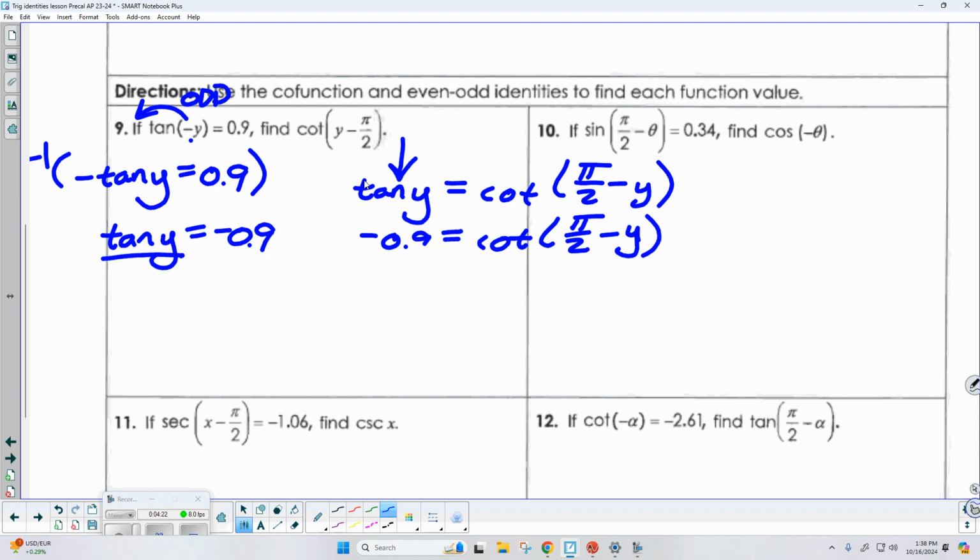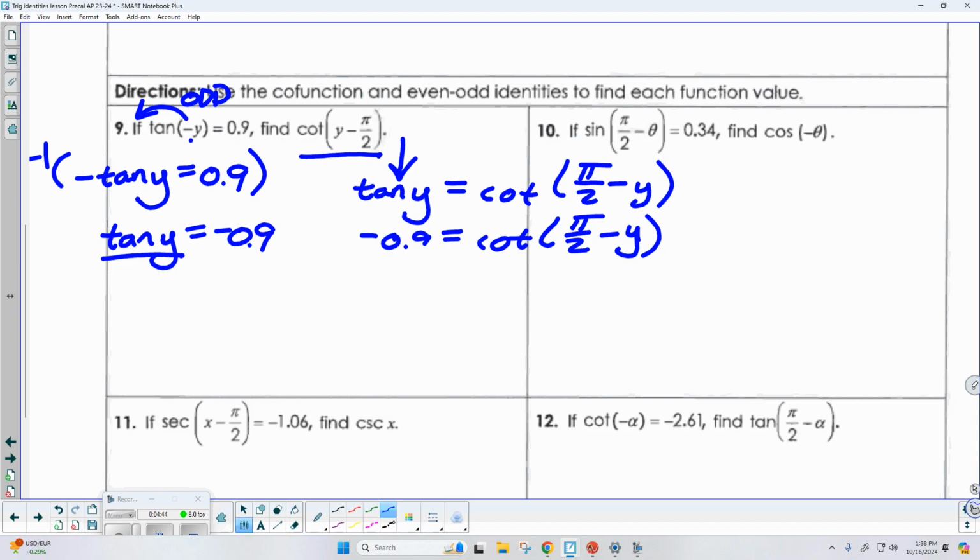Why? What's the problem? See, that's not what they're wanting. They want cotangent of y minus pi over 2. What we have here is cotangent of pi over 2 minus y. So we've got to rewrite this cotangent to make it look like what they want.